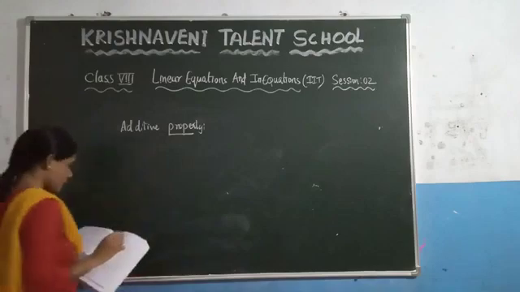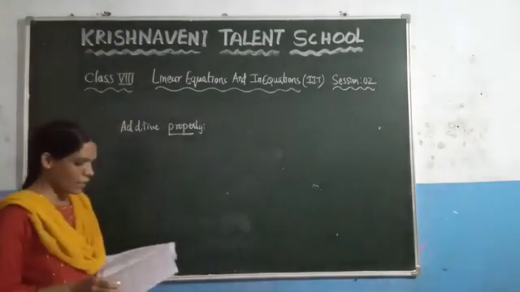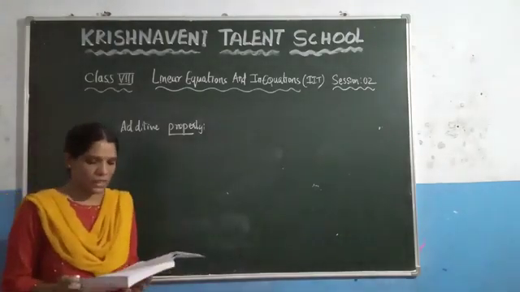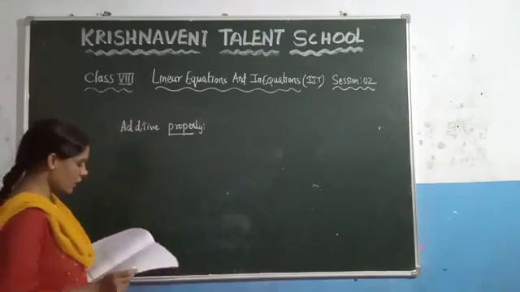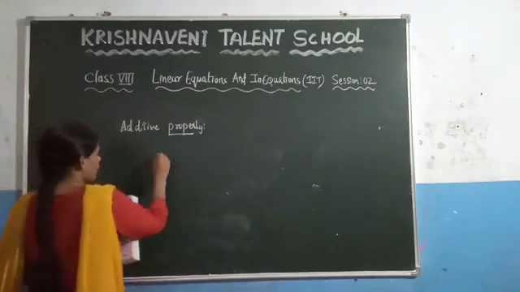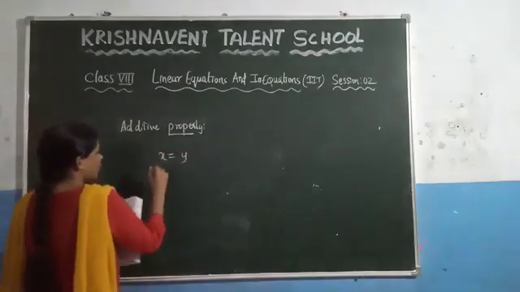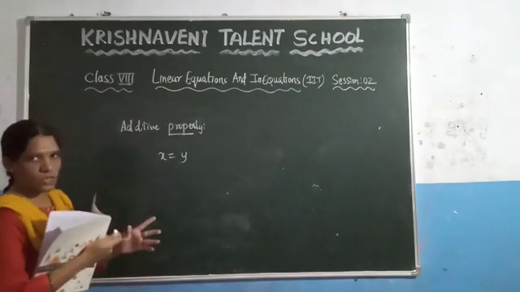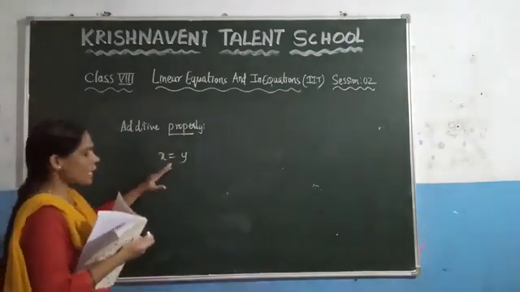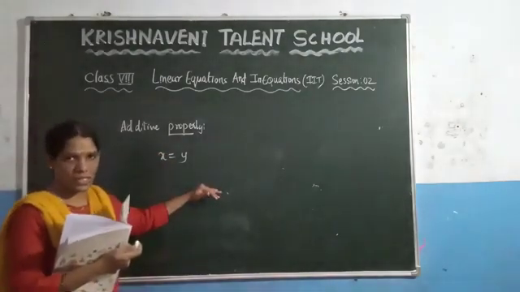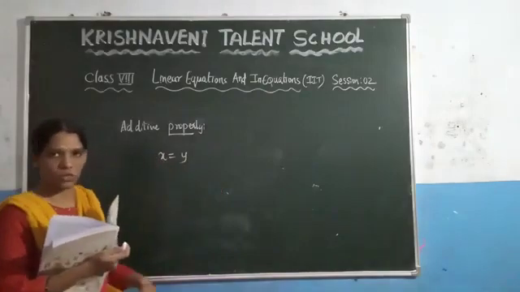What the additive property says here: if equal numbers are added to both sides of an equality, the equality remains the same. That means if x is equal to y, and you add an equal number to both of the sides, then the result is also the same.